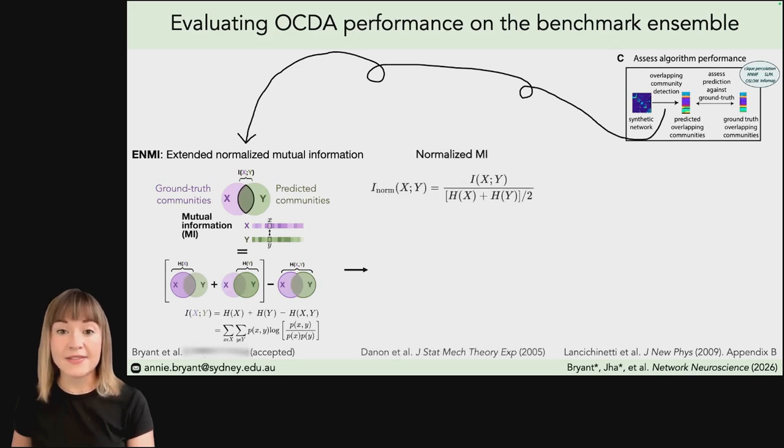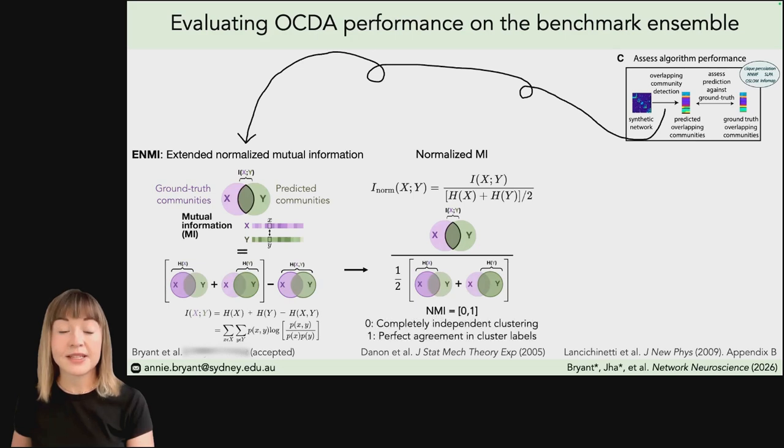In 2005, Danon and colleagues expanded upon this measure to describe the normalized mutual information designed specifically for community detection, which we represent schematically here as the quotient of the mutual information between X and Y divided by the average of their respective marginal entropies. The resulting quantity ranges from 0 to 1, with 0 reflecting completely independent clustering, for example, if an algorithm assigned every single node to one cluster, up to 1 reflecting perfect agreement in cluster labels between the ground truth and the algorithm.